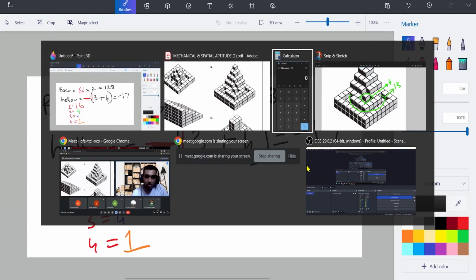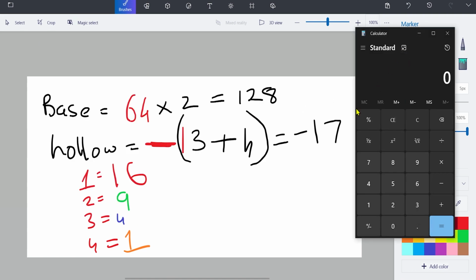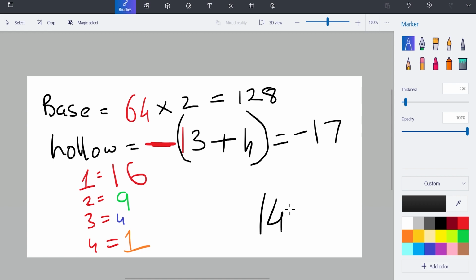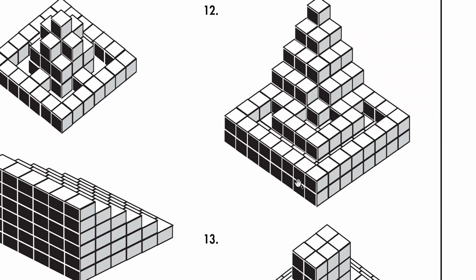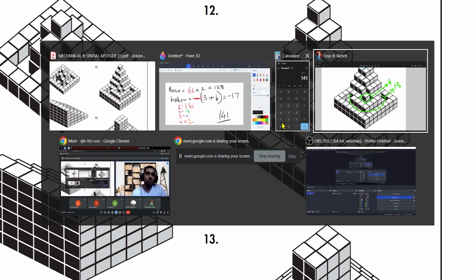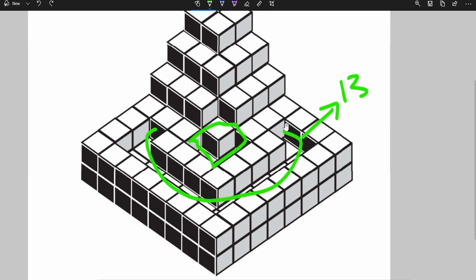And now we can start adding the correct values. So 128 plus minus 17 plus 16 plus 9 plus 4 plus 1, 141. So then we get the correct answer. So somehow I had additionally counted one more on the outer hollow region. But then once we broke down that hollow region into additional components, we saw that there was actually only 13 of them. So great catch on that.